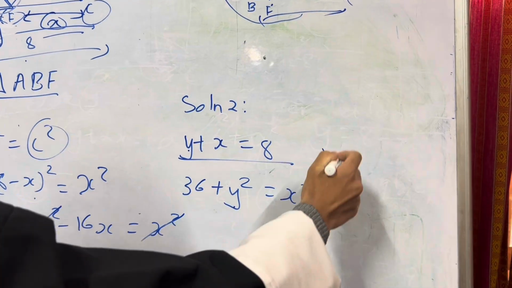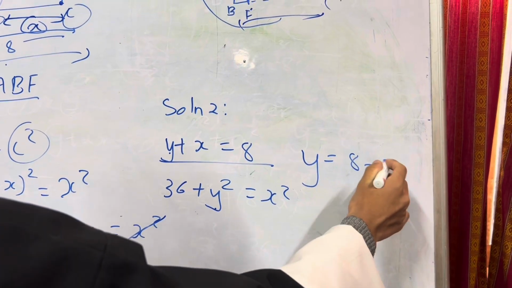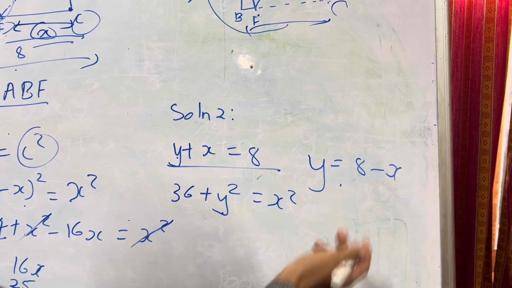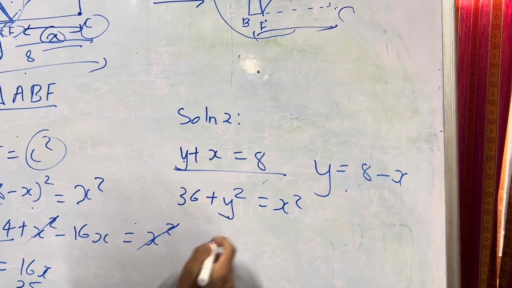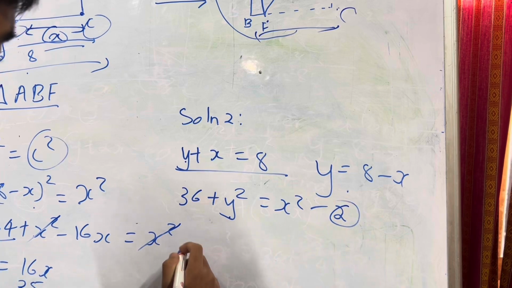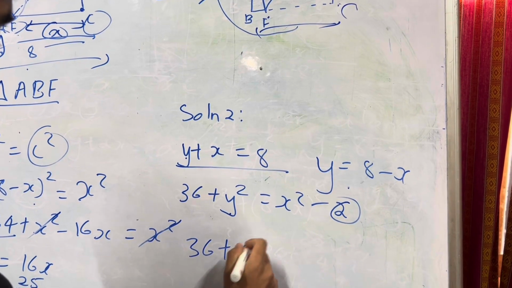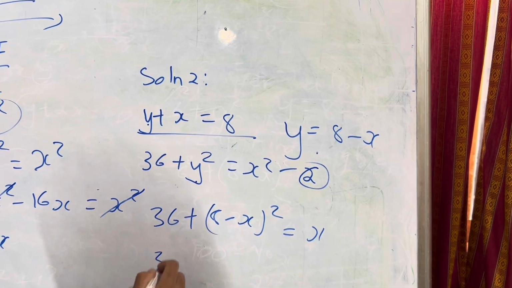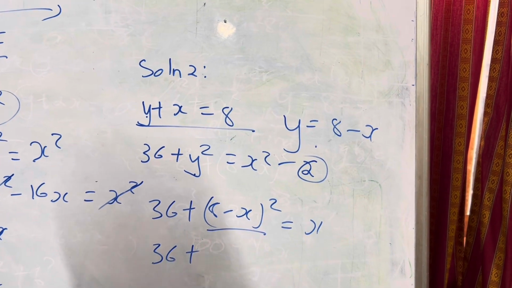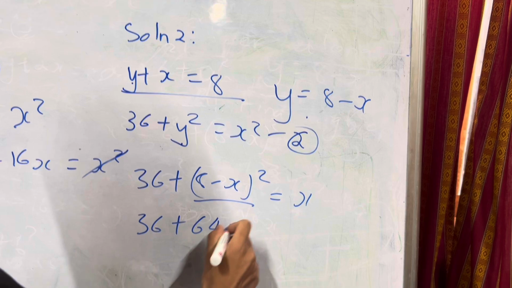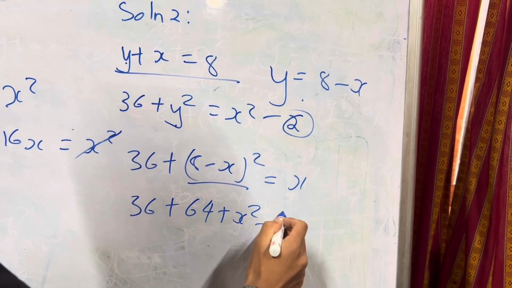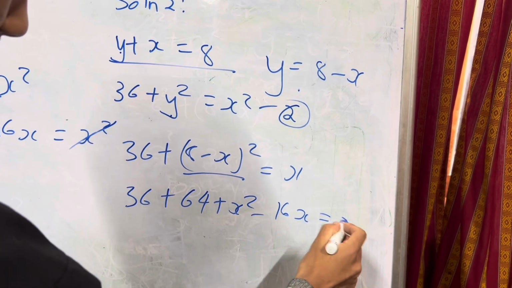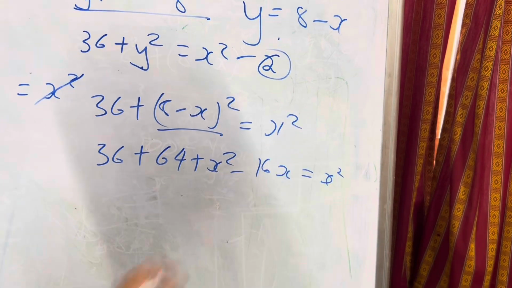From equation 1 we can get that Y is equal to 8 minus X. So we'll substitute this value of Y in equation 2. So 36 plus (8 minus X) whole square is equal to X square. Similarly, 36 plus (A minus B) whole square will be A square plus B square minus 2AB, is equal to, this will be X square.